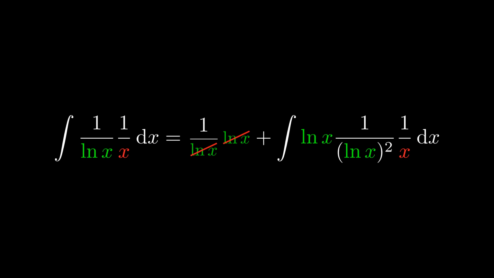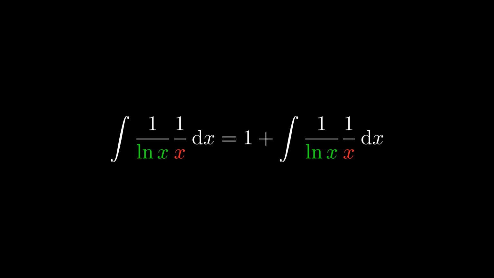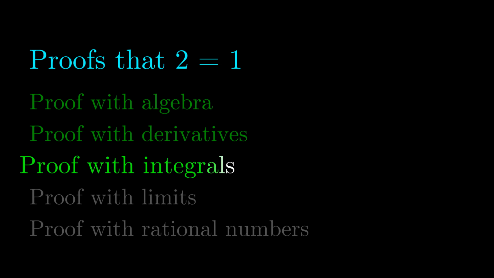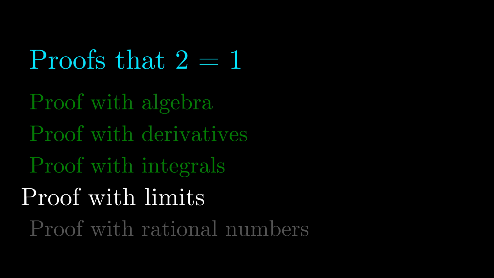After a bit of simplification, we see that we actually have the same integral on both sides. Thus, we can cancel the integral. Now we just need to add 1 to both sides, and we see that 2 equals 1. This completes the proof with integrals. We will now look at the proof with limits.